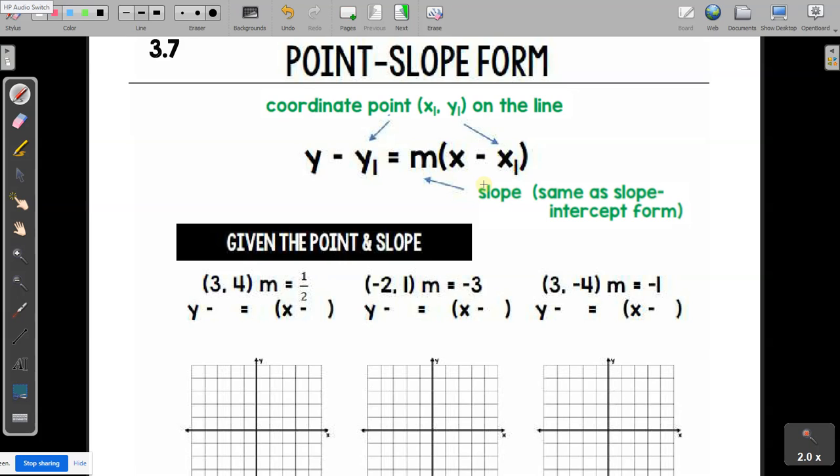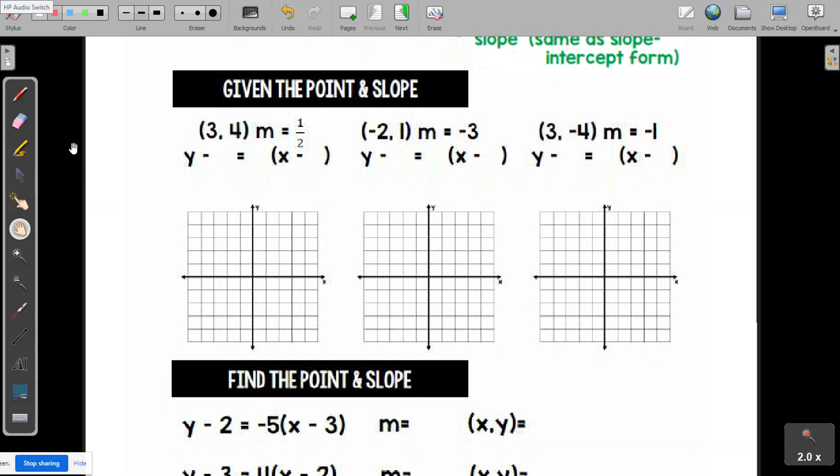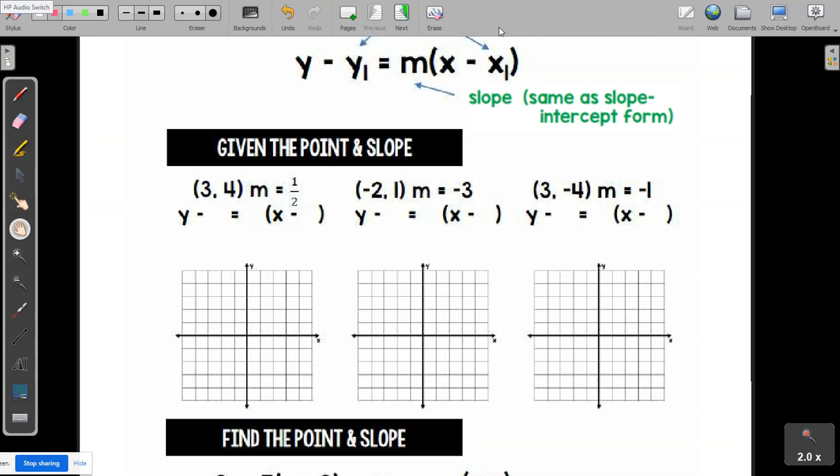So let's look at some examples. Let's look at some when we are given a point and the slope. So when we're given the point and the slope, all we're going to do is substitute it into our formula. So I like to think of this as our skeleton formula that we only need to insert our slope and our point. So we have y minus y1. Our y1 is 4. And then it's equal to our slope, which is 1/2, times x minus x1, which is 3.